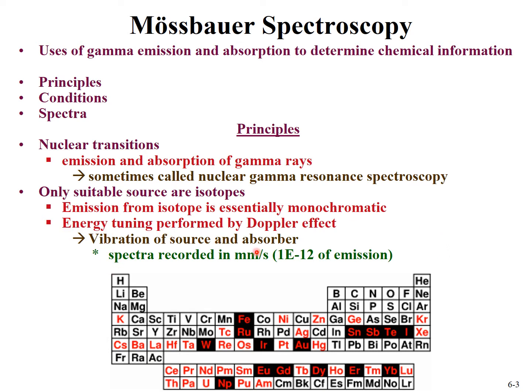Sources and absorbers, so sources and samples, are vibrated. The spectra is recorded in millimeters per second, and you can look at the amount of the photon that passes through the sample as a function of the vibration, and you'll see that there are variations, and we'll use that to describe the chemical composition of the sample that contains the radionuclide. On this periodic table are highlighted elements or isotopes of these elements that can be useful for Moessbauer spectroscopy.